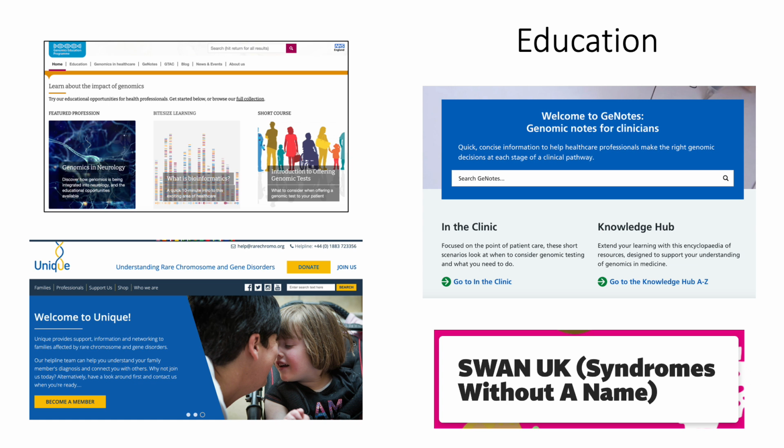So Unique, which is down here at the bottom, is a website I use a lot. It provides booklets that have been curated by families. But then there are also people who've never managed to receive a diagnosis for themselves or for their child, and that's when it gets difficult because there isn't that group that they can go to. So Swan UK is a well-known charity where people can go to get support even if their child hasn't got a specific diagnosis.